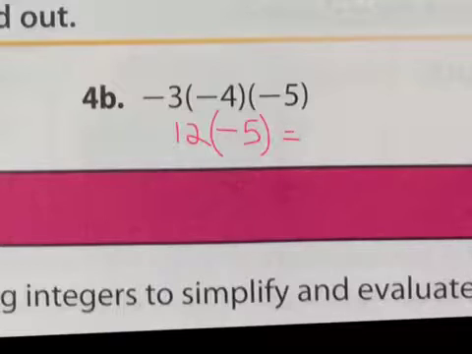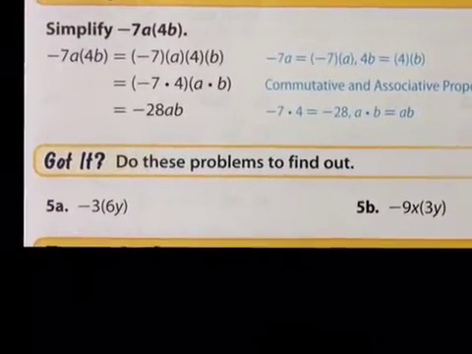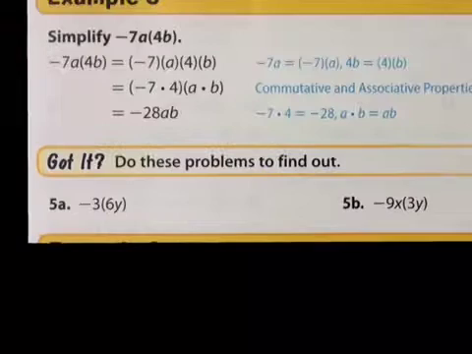So now we have 12 times 5 is 60, but it's negative 60. Okay, but the signs are not the same. For example 5 on page 73, we're going to do exactly the same as we've been doing, except now we're going to replace variables. Now we're just simply going to multiply numbers or integers with a variable. But we're not given the value of the variable, so we have to just simply keep the variable there.